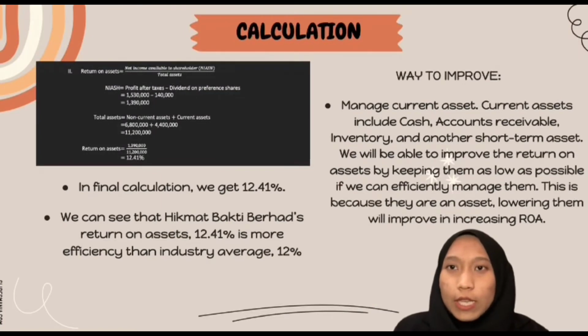In the final calculation, we get 12.41%. We can see that Hikmat Bati Berhad's return on assets, 12.41%, is more efficient than the industry average, 12%. The way to improve the return on assets is to manage current assets. Current assets include cash, accounts receivable, inventory, and other short-term assets.